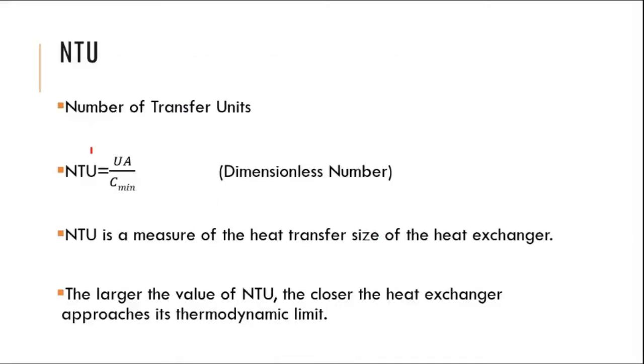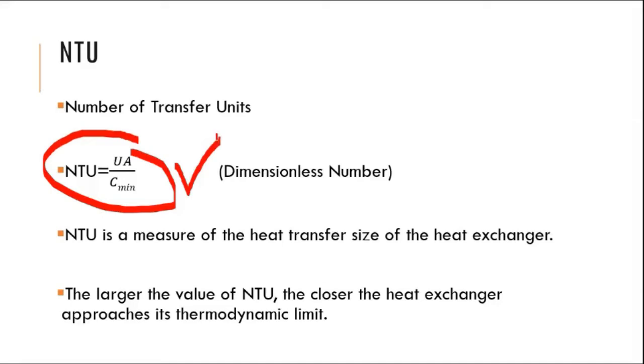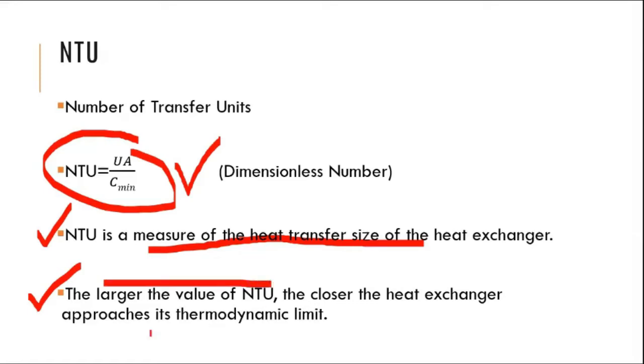For NTU, again, you need to remember this relation, that NTU is equal to UA by Cmin. You need to remember this formula. This formula will be given in the data handbook also, which we will see later. And you need to remember the physical significance of NTU. It tells you about the size of the heat exchanger, and also if the value of NTU is large, you can comment on the exit temperatures. You can comment whether the exit temperatures are closer to the thermodynamic limit or not.